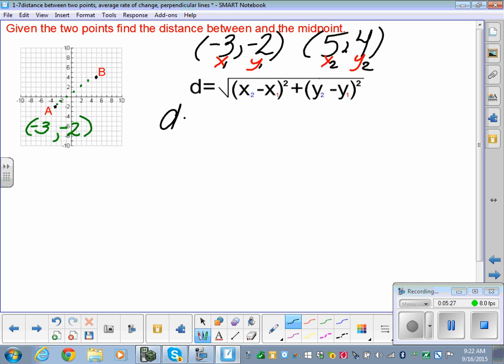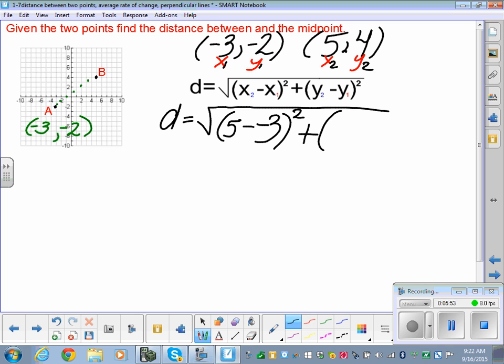So distance is equal to the square root of x2. So I locate x2. It's 5. 5 minus x1. Locate x1. It's negative 3. Now don't make little slight errors, guys. You've got to be more advanced. You've got to be articulate in secondary 3. So we're doing 5 minus x1, which is negative 3. Does everybody see what I did there? Squared plus y2, which is, locate y2, it's 4. I write minus, and then I look at y1 so I don't make any errors, minus negative 2, because y1 is negative 2, squared. Questions on how I plug that in?